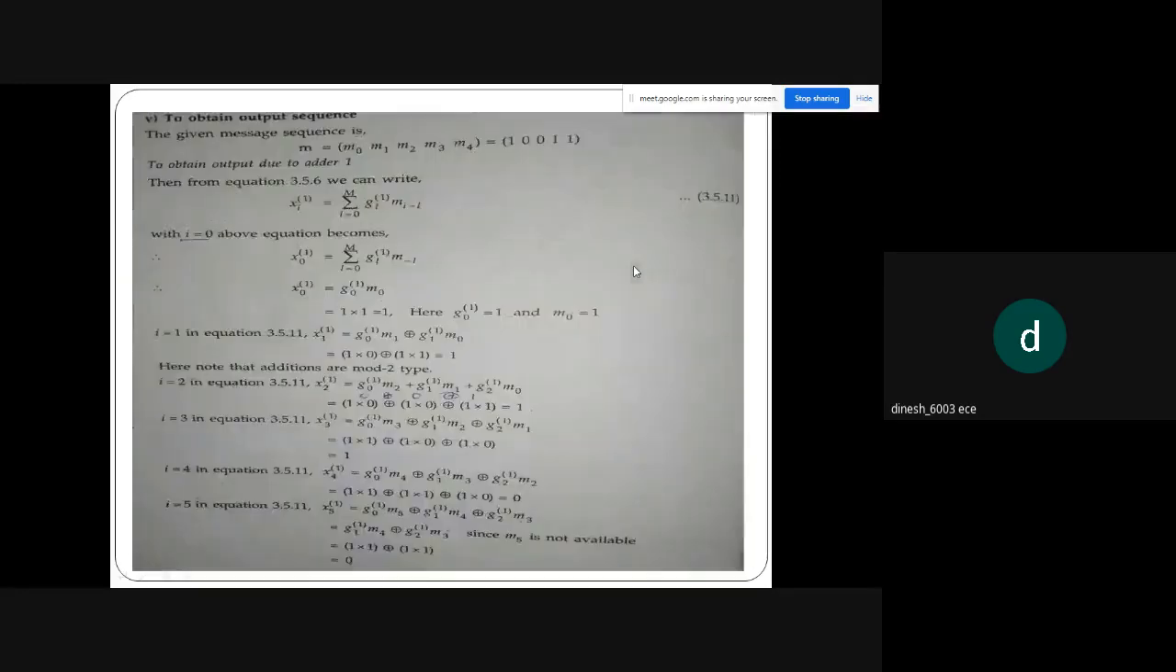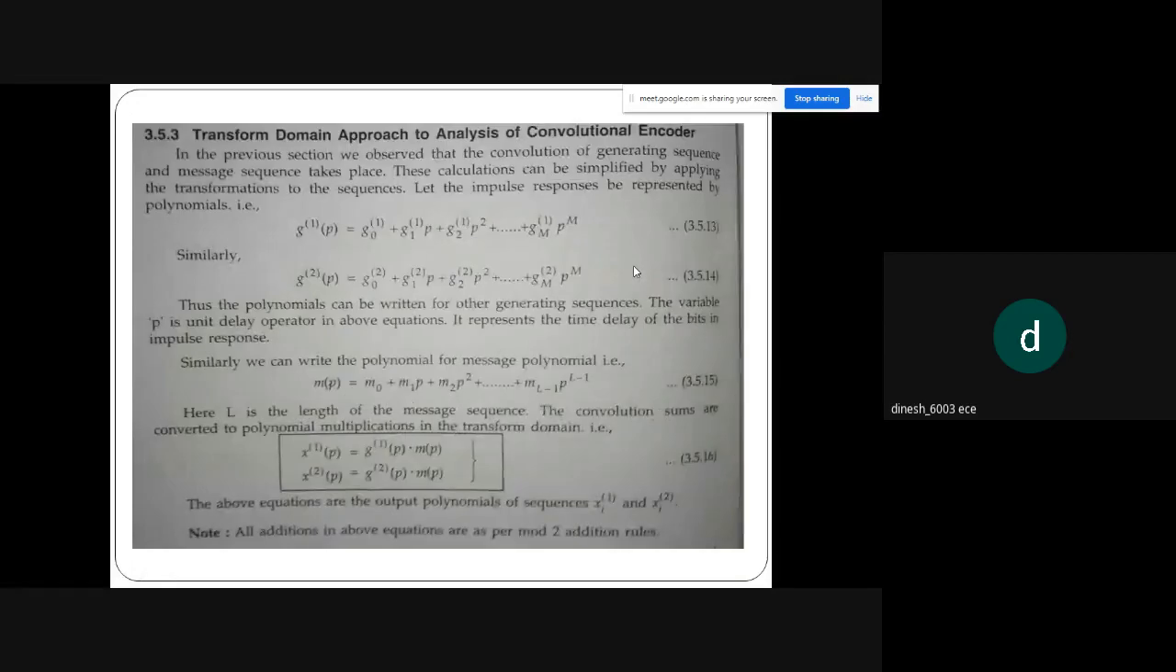So in terms of transform domain, we are writing in polynomials. So that is the difference. x1 of p is equal to g1 of p into m of p. x2 of p is equal to g2 of p into m of p. Okay. So these two equations are the output polynomials of sequences xi of 1 and xi of 2. And keep in mind that all the convolution that is being done is done by modulo 2 addition.